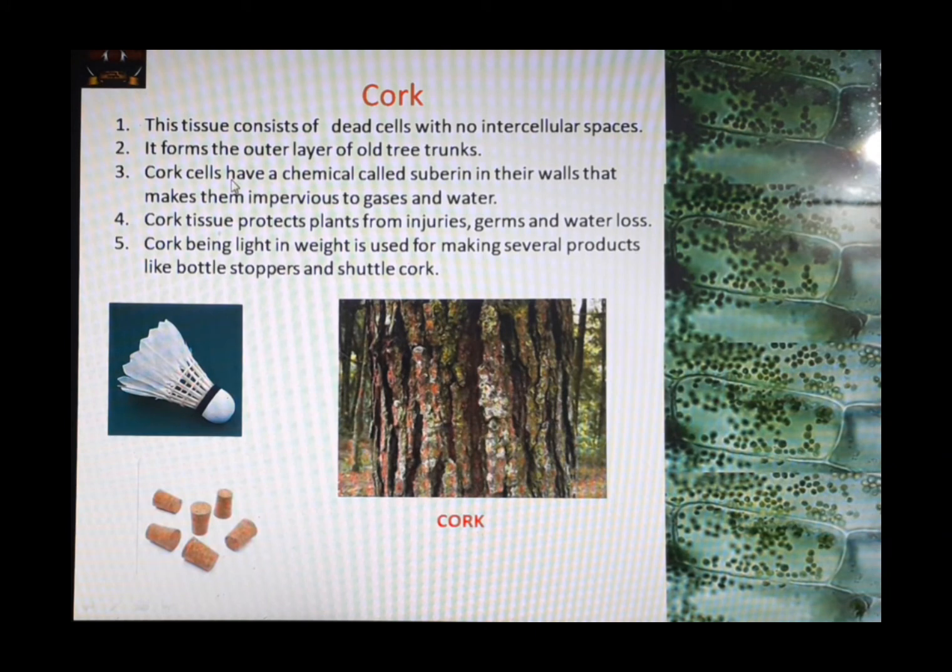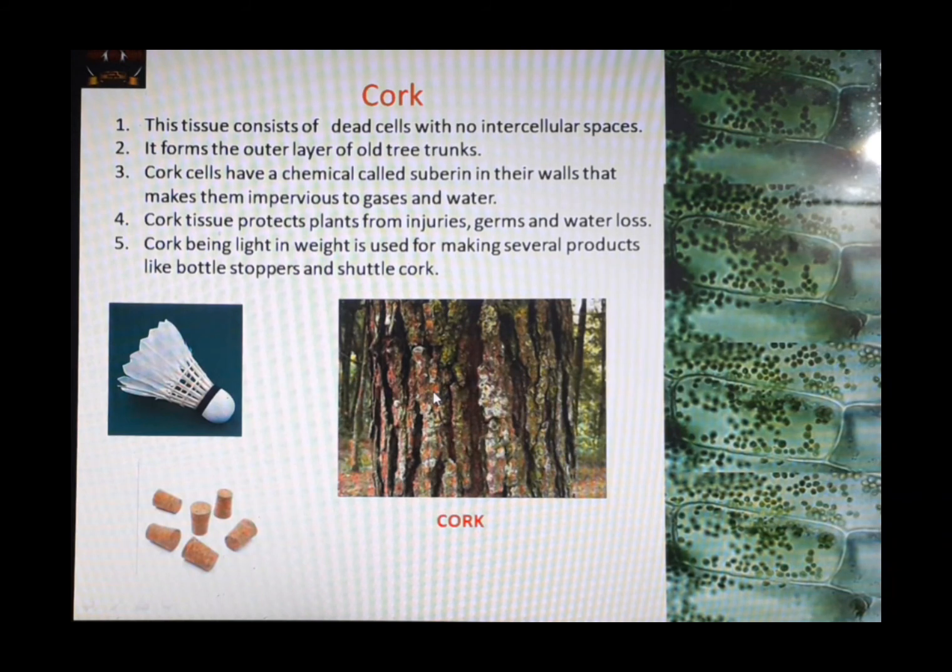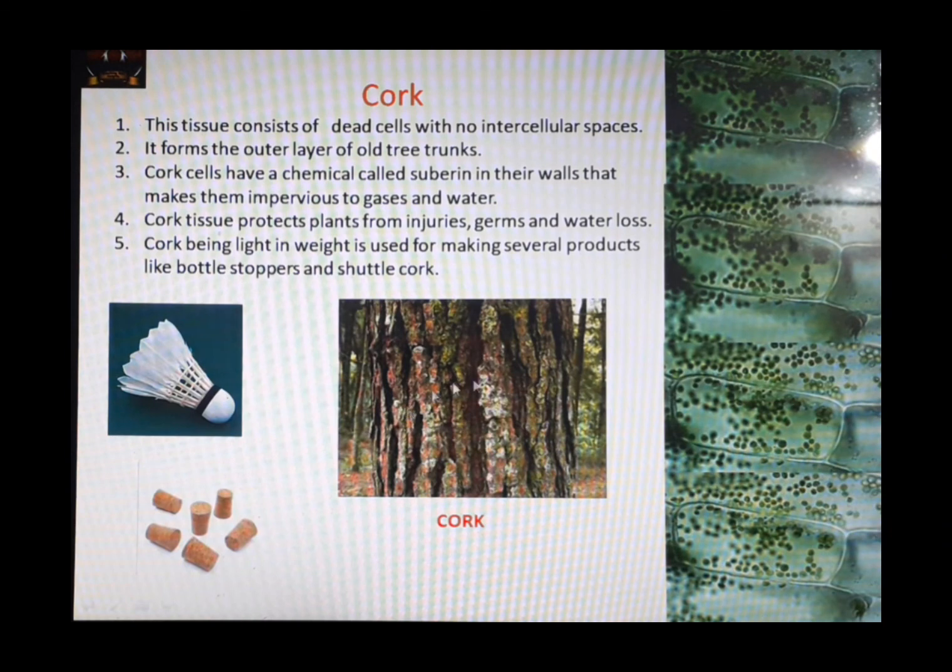It is going to form the outer layer of old tree trunks. You can see this. Cork cells have a chemical called suberin in their walls. Now this is something which is very important. A waxy substance called suberin is deposited in the walls of these cork cells, and that makes the old woody stem impervious to gases and water. No gases and water are going to go in as well as come out of the tree trunk because of the presence of cork cells with a waxy substance called suberin.